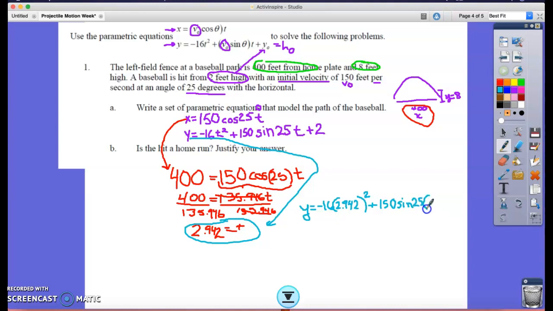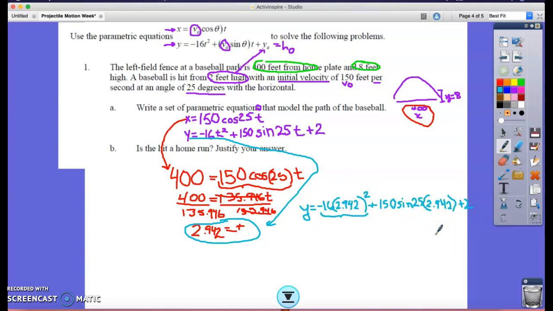And now we're going to plug in t again. It's time. Oops, right here. 2.942. And then finally we add our initial height. And it is a lovely 2 here. So we go all to the calculator and do this again. So I'm going to take this first guy here and do this.